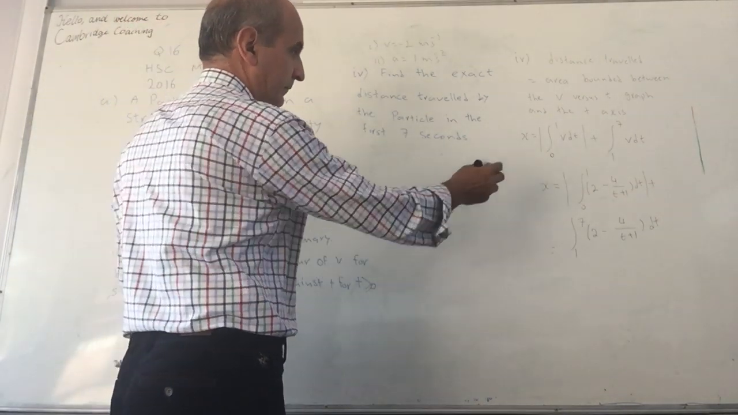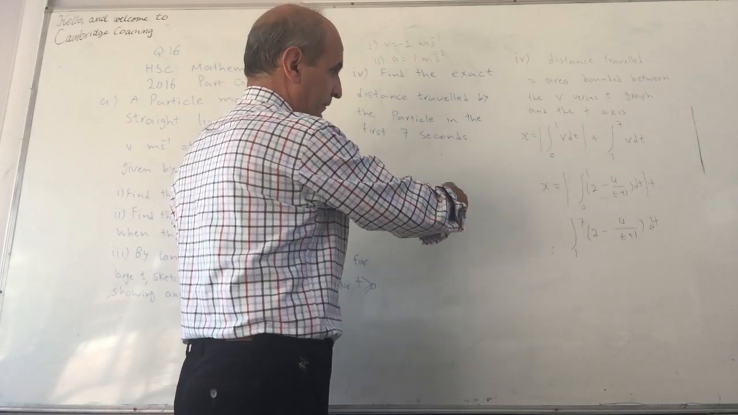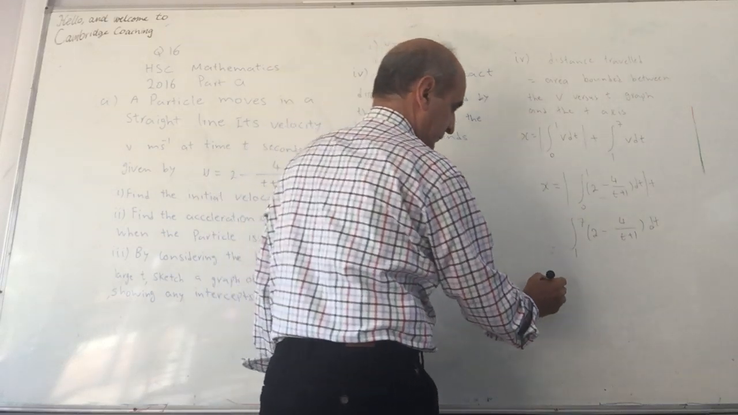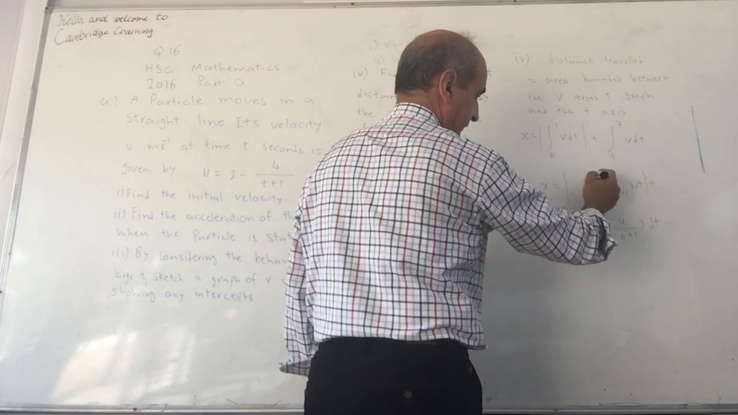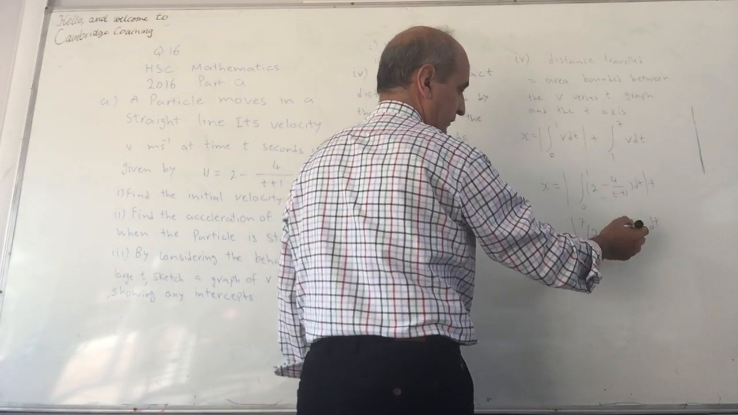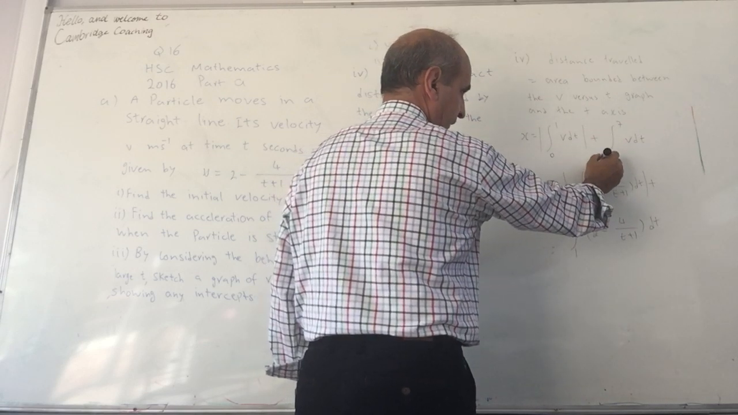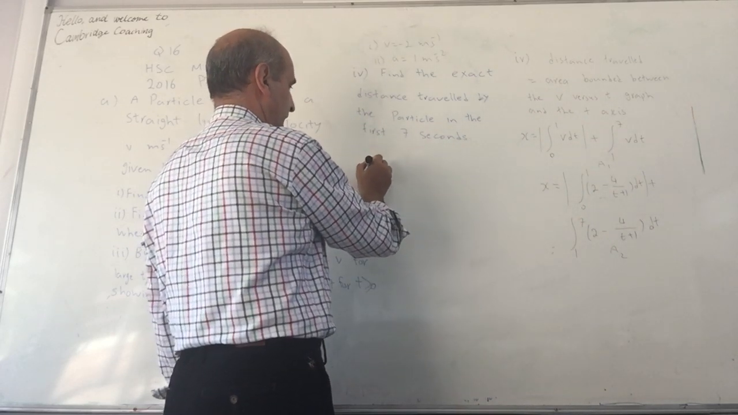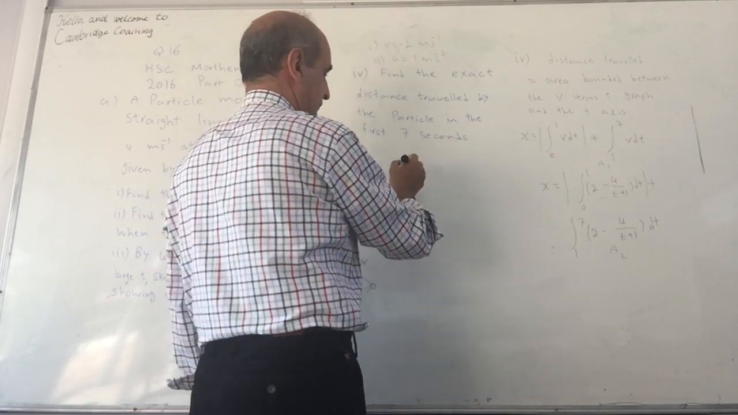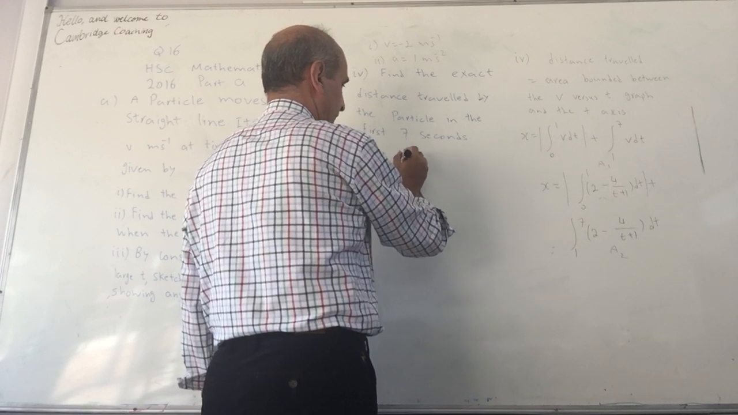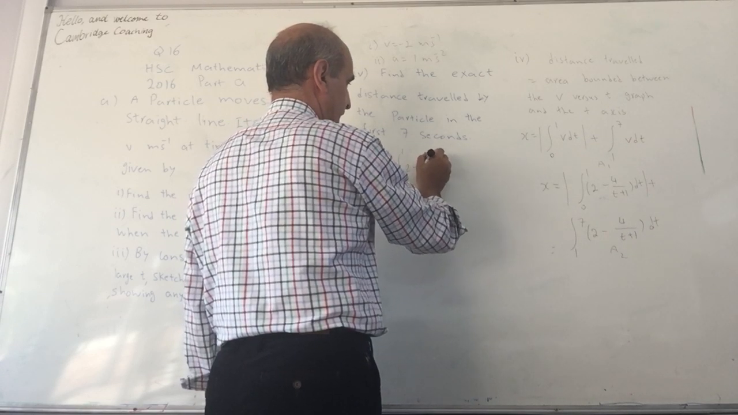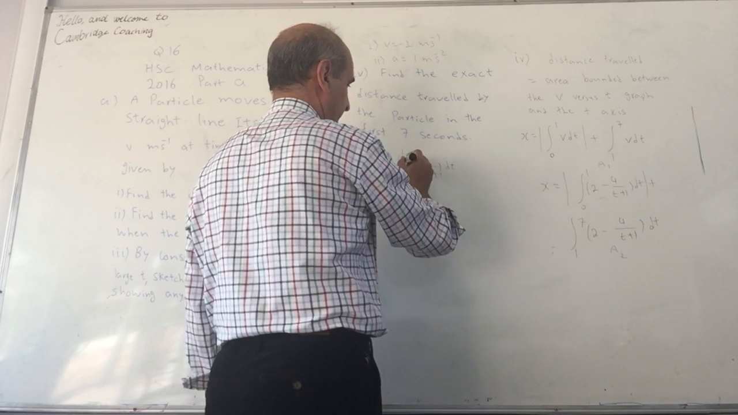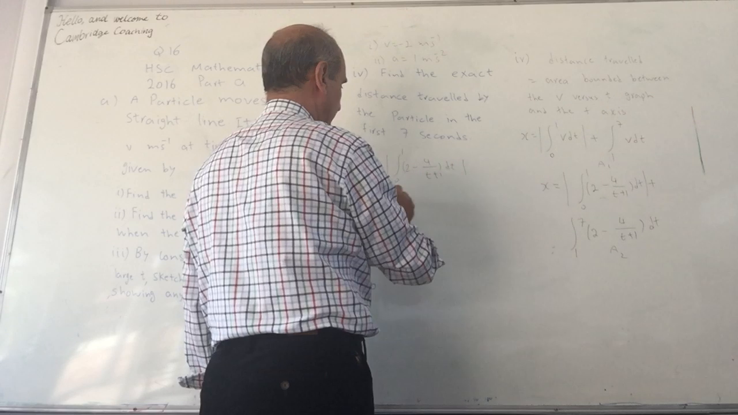Okay, so first I do the first part of the integral and then I do the second part. Basically, let's call this A1 and A2, area 1 and area 2. I find them separately. A1 is equal to the integral from 0 to 1 of 2 minus 4 over t plus 1 dt, and we need its absolute value.